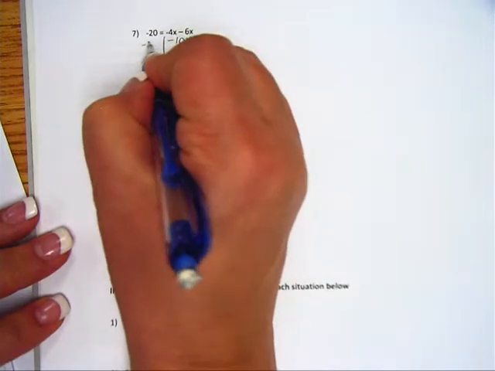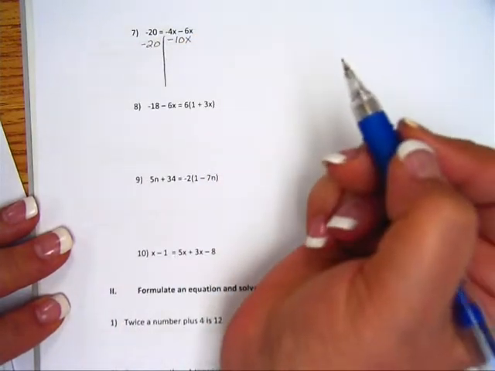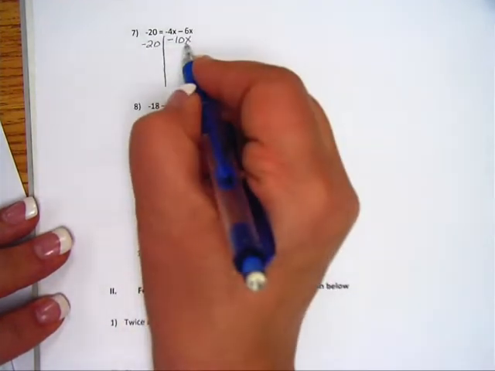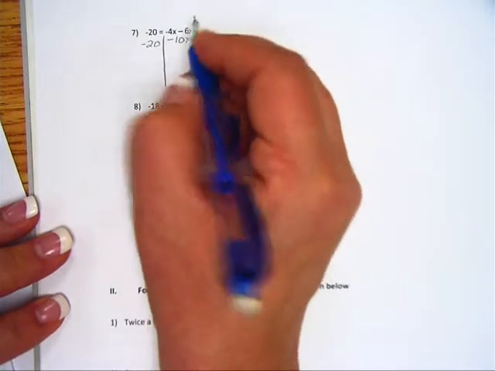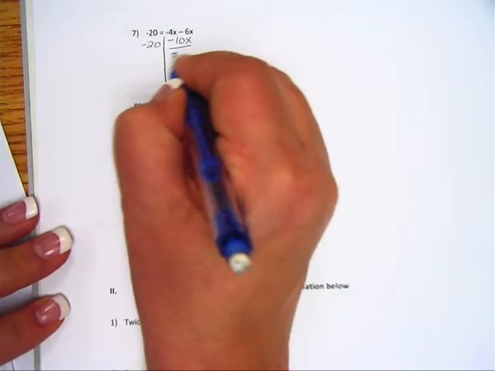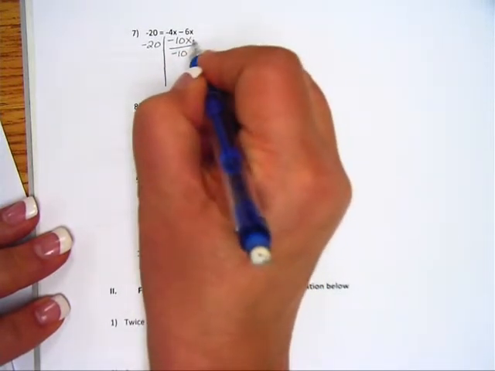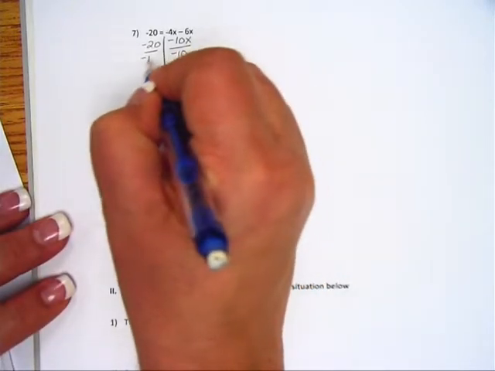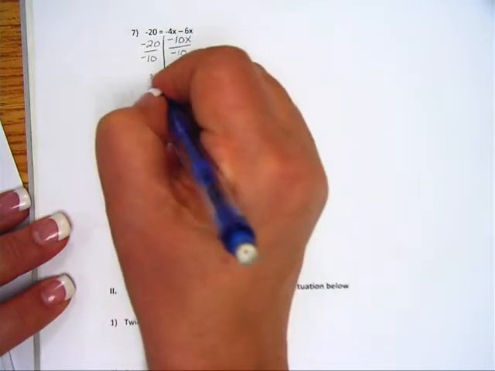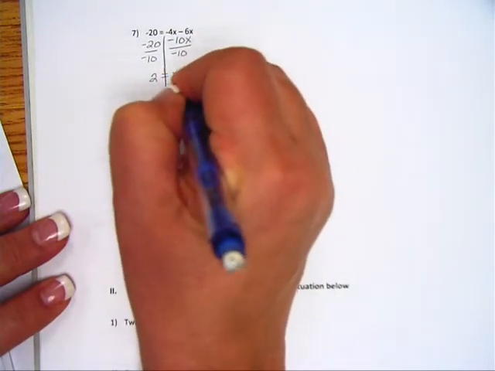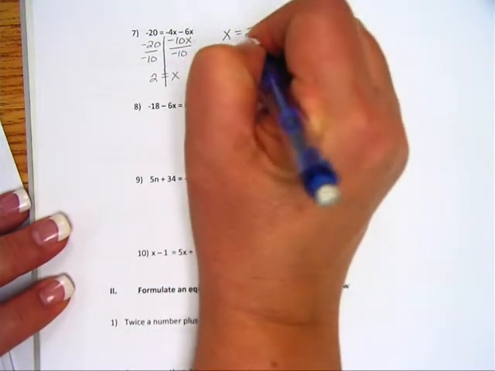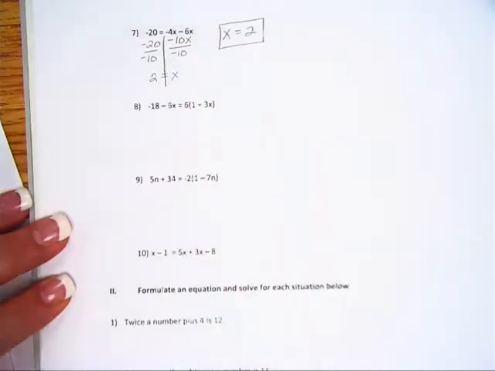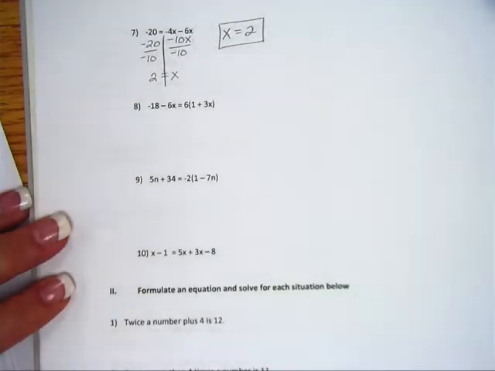On the left side, I have my minus 20. So this ends up being a one-step equation. And I solve that by division. I'm going to divide by negative 10. Remember, I'm trying to get this variable by itself. Divide by negative 10 on both sides. That gives me 2 equals x, or x equals 2. They're not always as difficult as they appear.